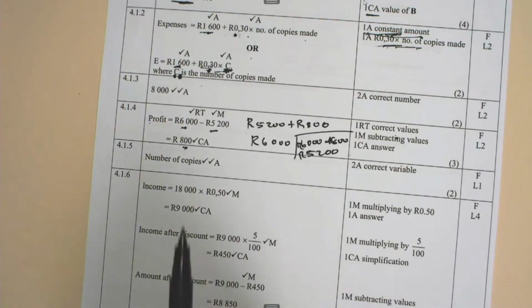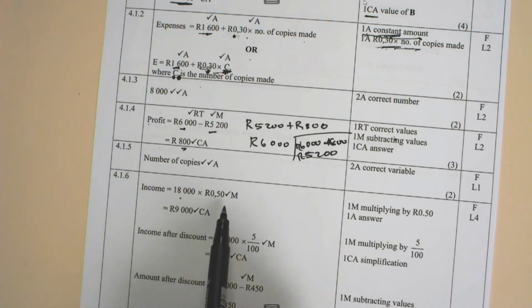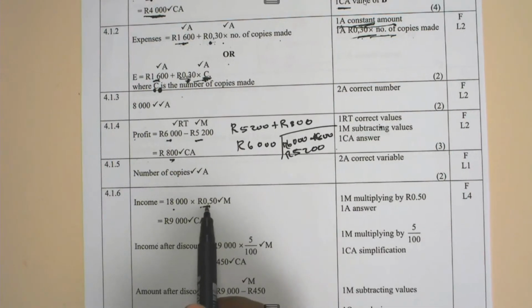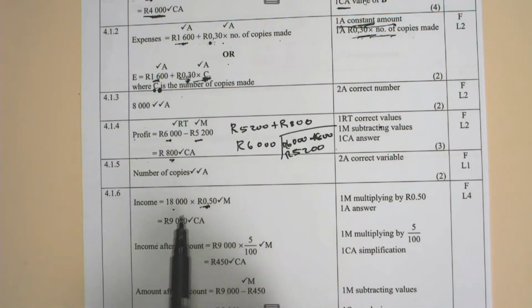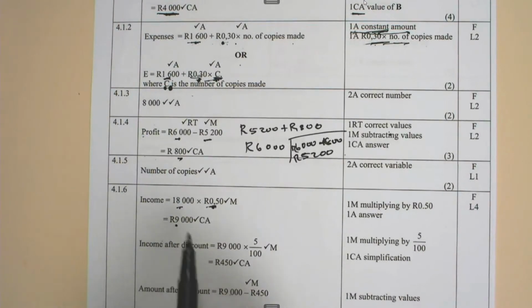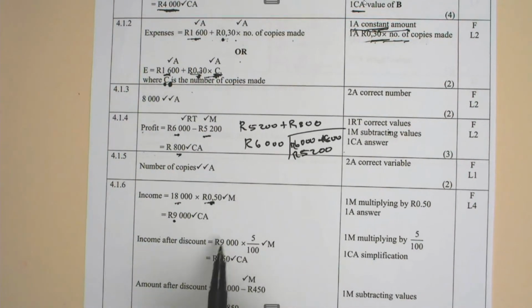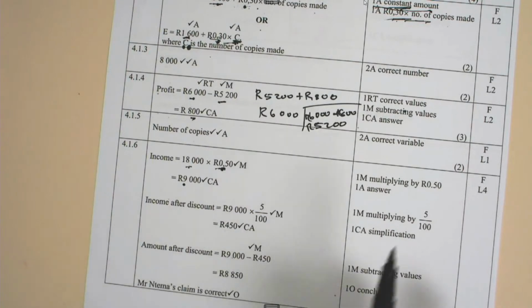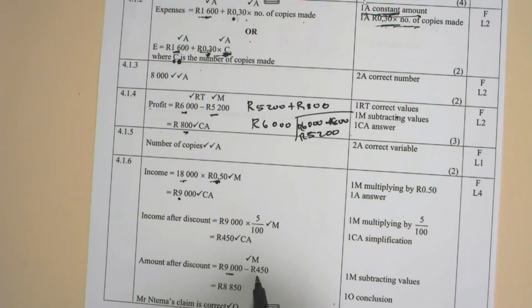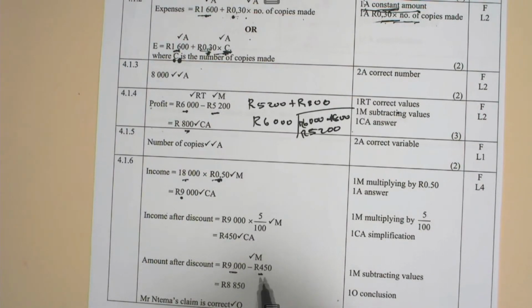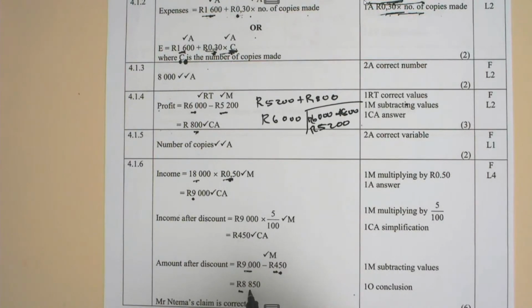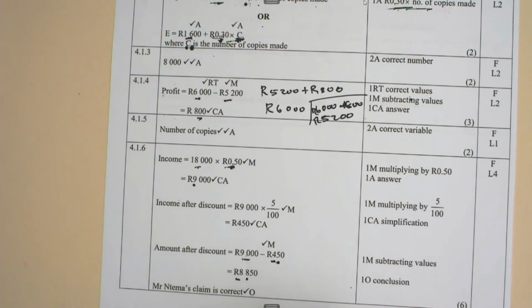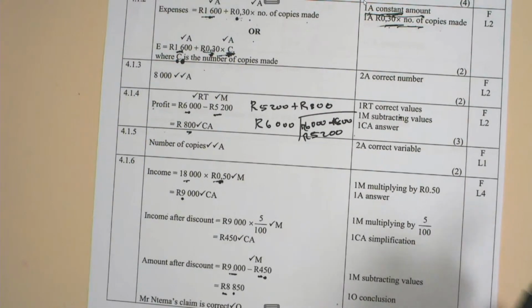Let's verify. So the income for 18,000 copies, remember the income per copy is 50 cents. Then you multiply by 18,000 copies, you get 9,000. And then the discount of 5% is 450. Then we want the amount after discount, which is the income minus the discount of 450. Then the answer will be 8,850. Mr. Ntema's claim is correct.